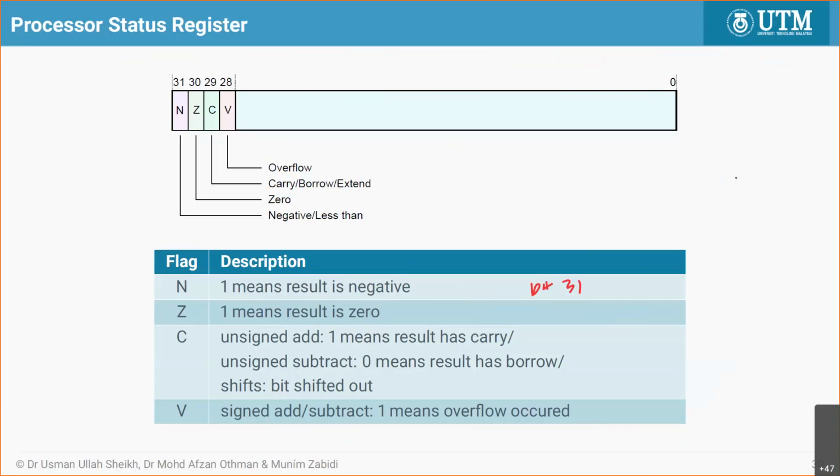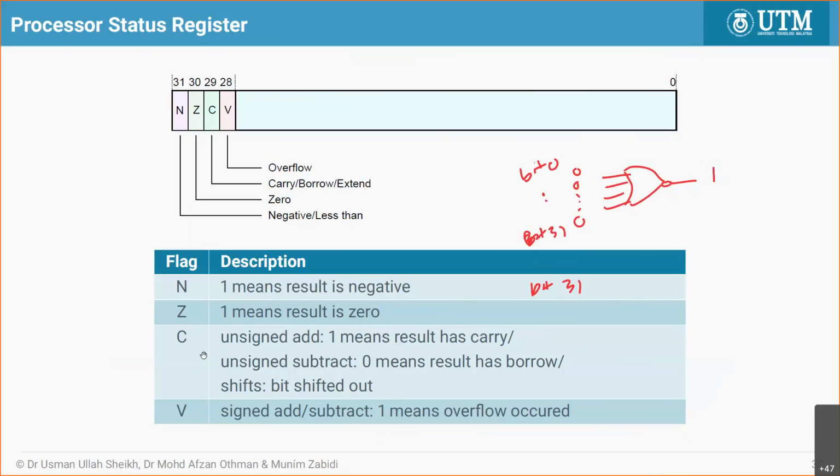Z means the result is 0. If it's 1, it means the result is not 0. So if you like your logic gates, this is just the NOR gate. If all the inputs are 0, the output will be 1. This is your NOR gate. But the bits will come from bit 0 all the way to bit 31, so it's a 32-input NOR gate.